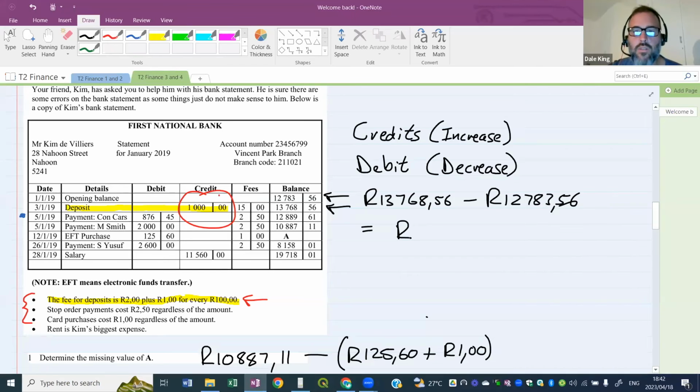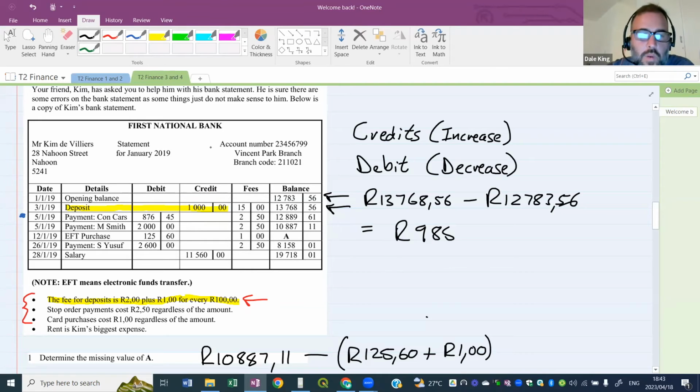985. Sorry. This was the difference. Okay. Then the board checked it with what it should be. You know, the difference between those new numbers should be these two added up, the 1,000 and the fee. So what the board has done and said is, hold on, it's not right.